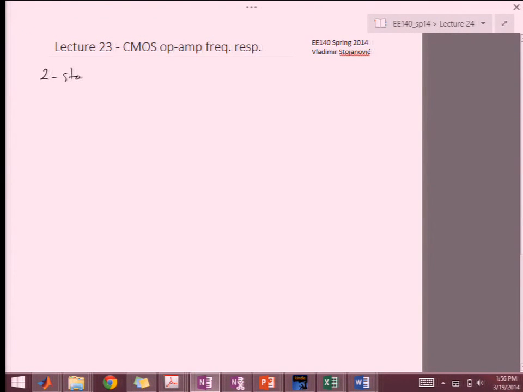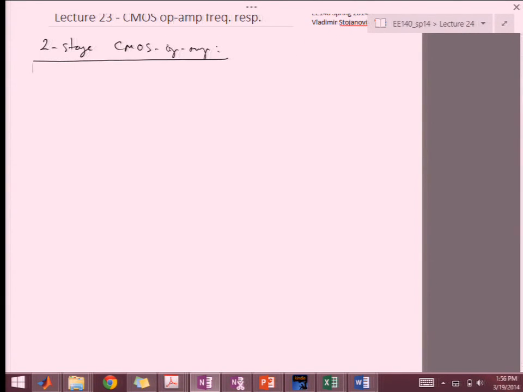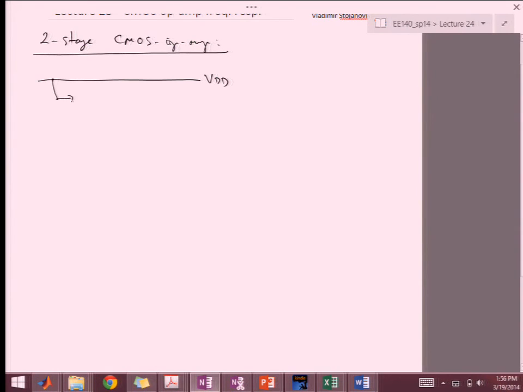Let's start with two-stage CMOS, and we have a couple more minutes before we finish. So, just going to draw our standard.